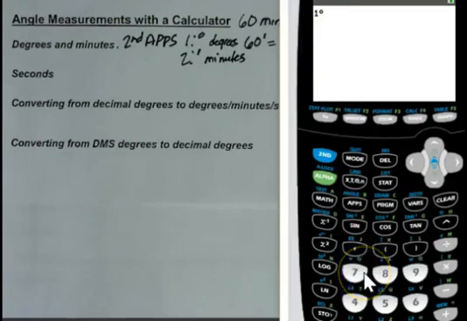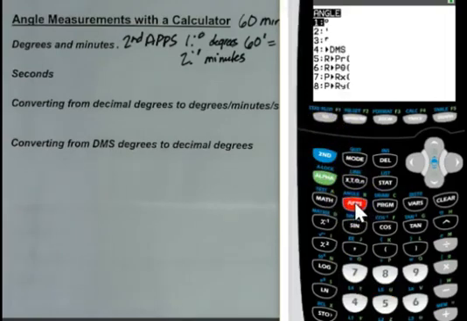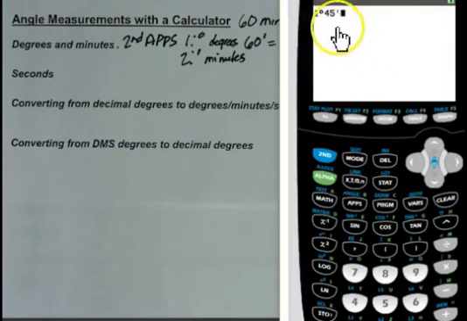If we wanted to put in 1 degree and 45 minutes, then we would put in the 45 here, second, apps, and number 2, which would give us 1 degree, 45 minutes. Now the one for seconds is a little bit harder. For some reason it's not on that angle menu.